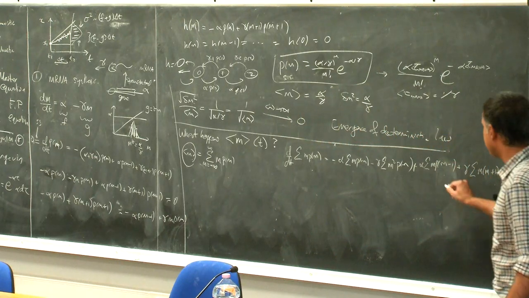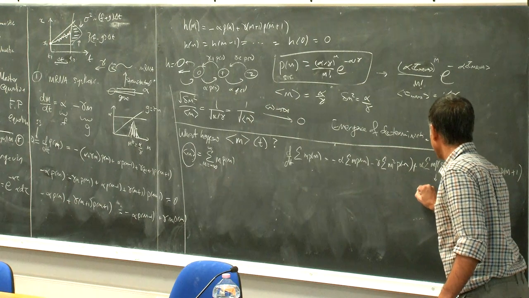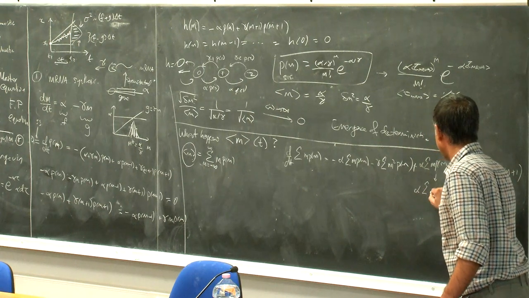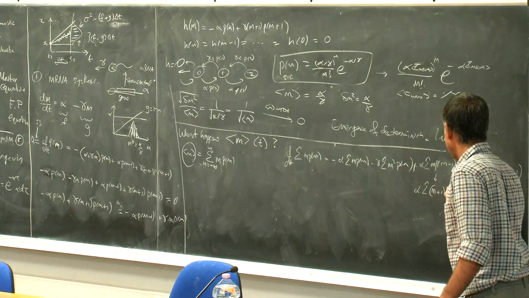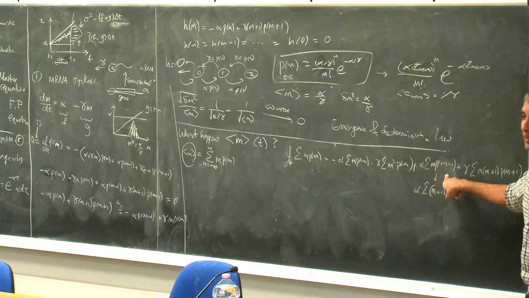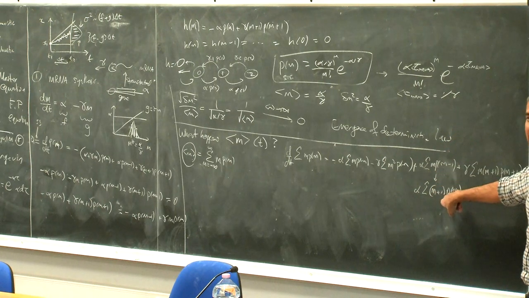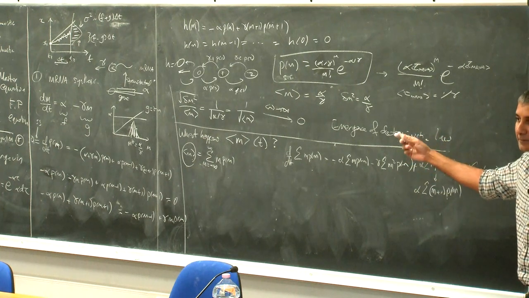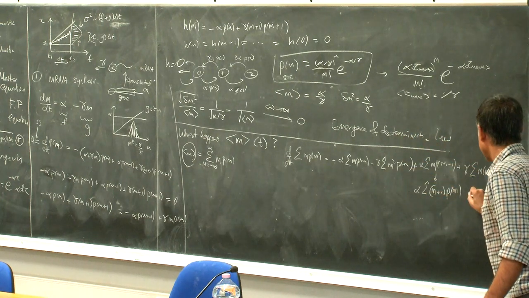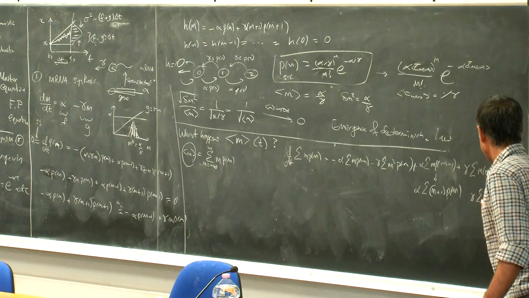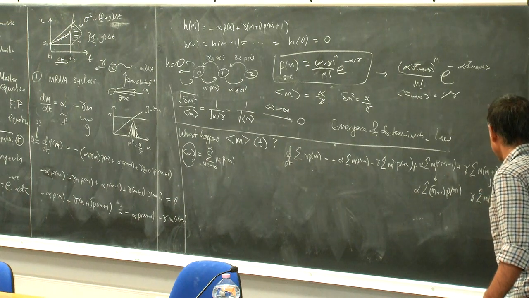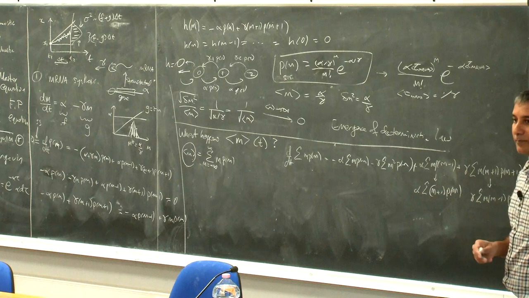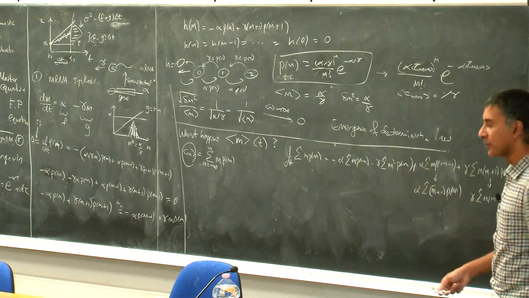Change into dummy variables, right? So this is in fact equal to alpha sum of m plus 1 pm, right? I just increased the dummy index by 1. Since the limit goes from minus infinity to infinity, it doesn't matter. This is just equal to gamma times sum of m minus 1 pm. Okay? So now I'm in good shape.